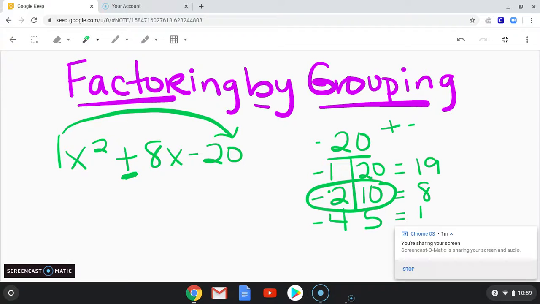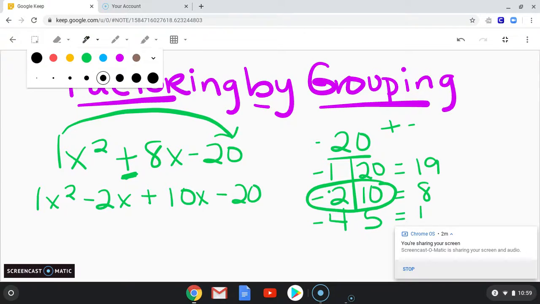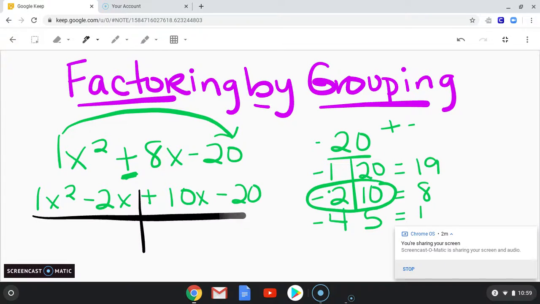So at this point, I'm going to go back over to my screen and write it all out. Now remember, we keep the 1x squared in the front. We keep the negative 20 in the back. But that positive 8x, we rewrite with those two new factors that we found: negative 2x plus 10x. I apologize, I said 10 earlier, but when we put those together, that actually makes the middle term 8x. So at this point, for what we learned in class, we break up our 4 terms into groups of 2, and I make a nice little T-chart.